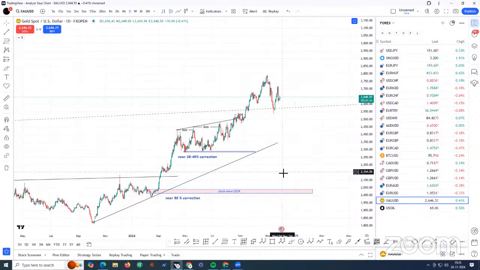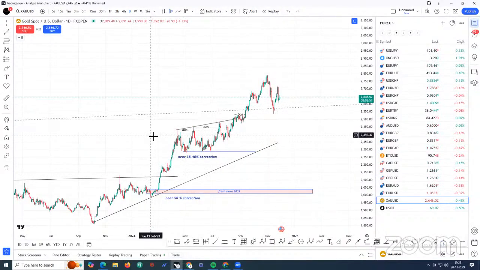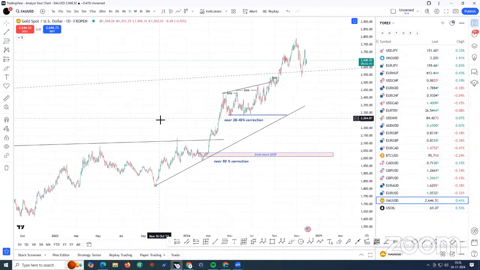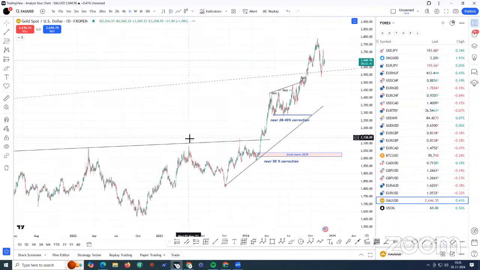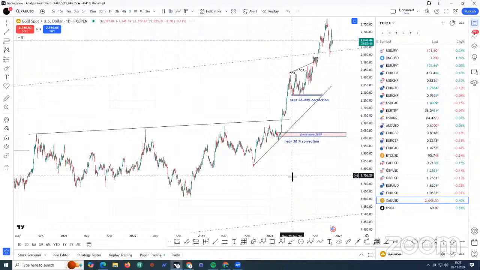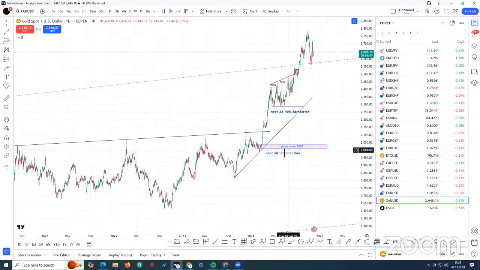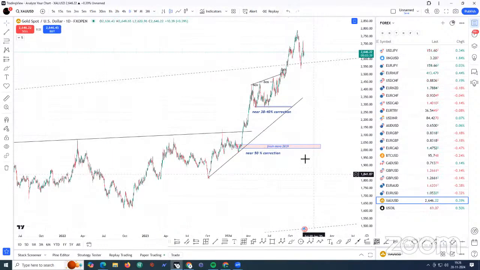It's a gold chart on the daily basis. It was like a previous analysis which we did in the past, like near 50% correction. The fresh move has started from here, this point. It is from the 2000 level.